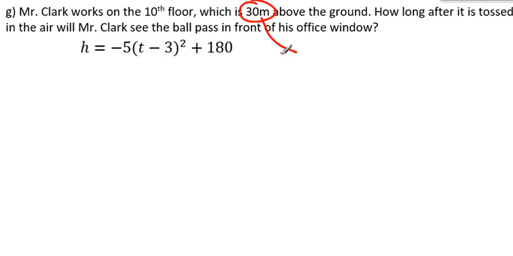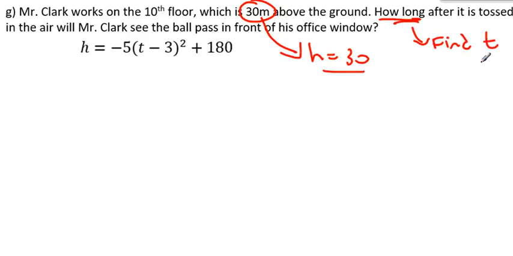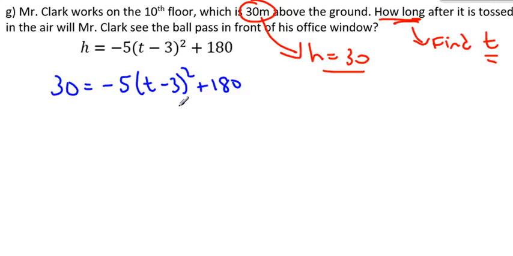So obviously this is a height reference, and "how long" is saying find time. So I know the height is 30. I want to know what time that occurs at. So again, I'm going to substitute in the height that I know, and then algebraically solve to find what the time would be. So there's my equation with the height I know. And now I'm going to solve or isolate t.